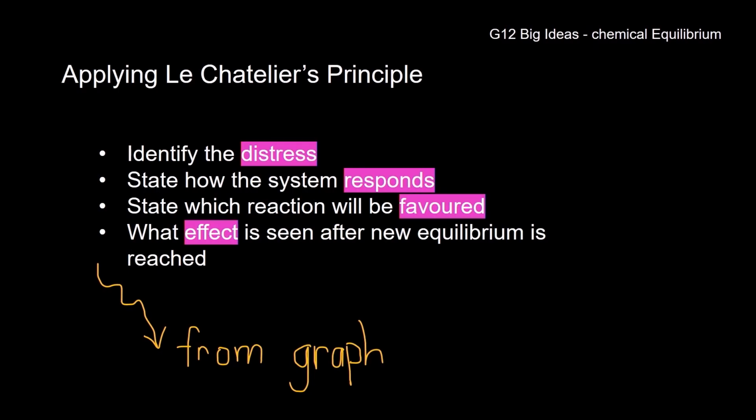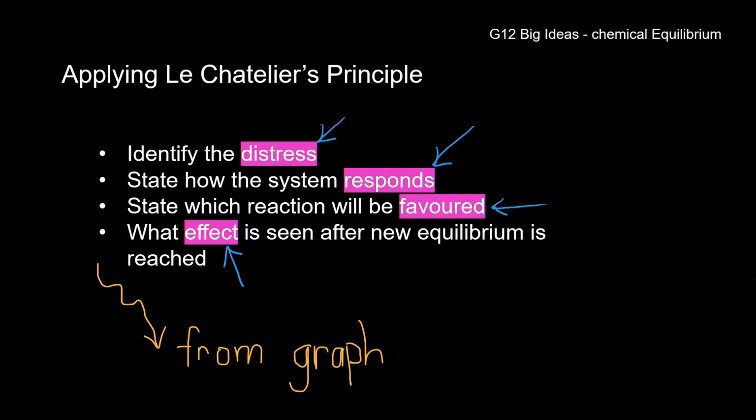In words, this is what we have to do. We need to identify the distress or the stress. We need to write it in words. We need to state how the system is going to respond to that distress. We need to state which reaction is favored, and then we have to say what effect the new equilibrium is going to have.